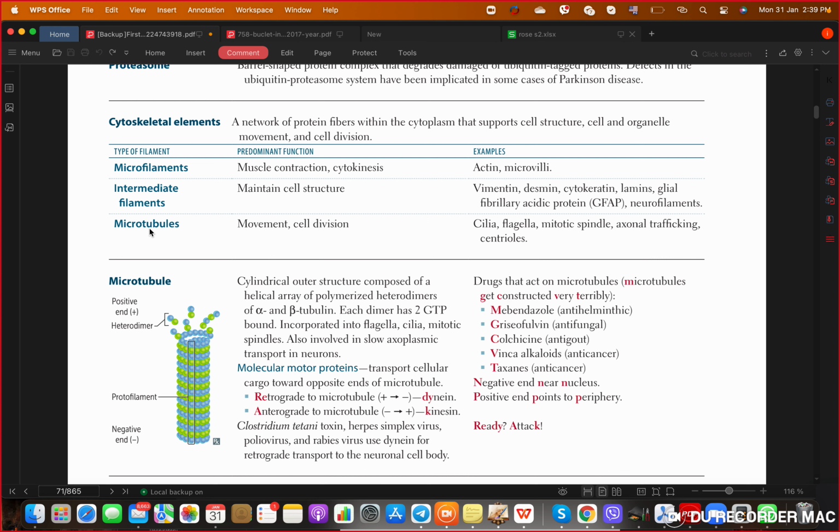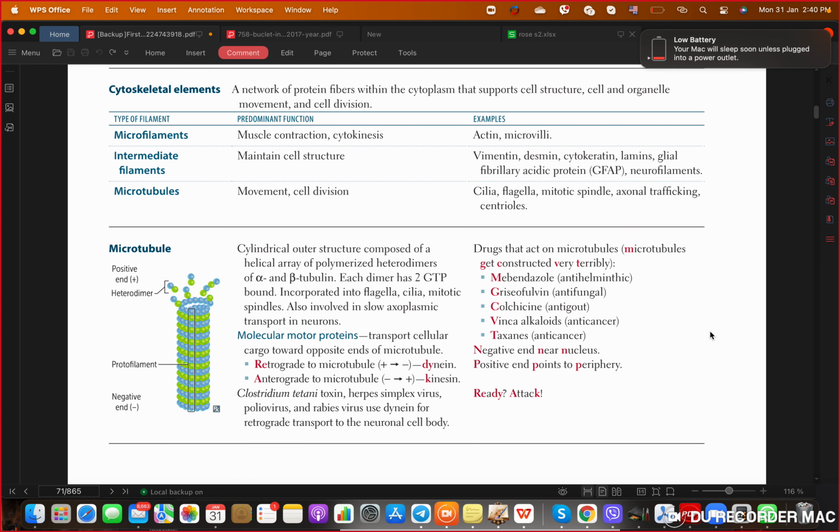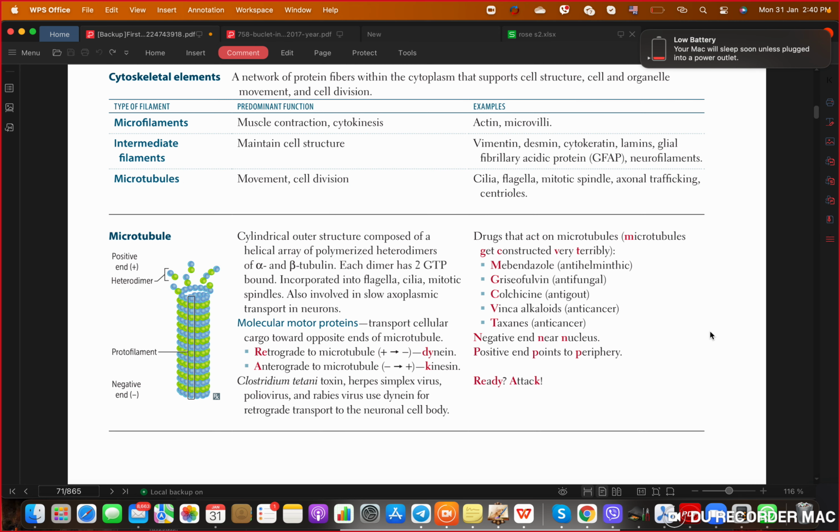So also we have flagella, which help in the movement, and mitotic spindles, which help in the division of the cell, and axonal trafficking. If this is the soma of the neuron, and this is the synaptic cleft of the neuron, and you want to move info downward, it moves downward with the help of microtubules, with the help of something called kinesin. Kinesin, yes? Got it, Doc. Okay. So also something called the centriole, which also helps with the process of division. It's an organelle.